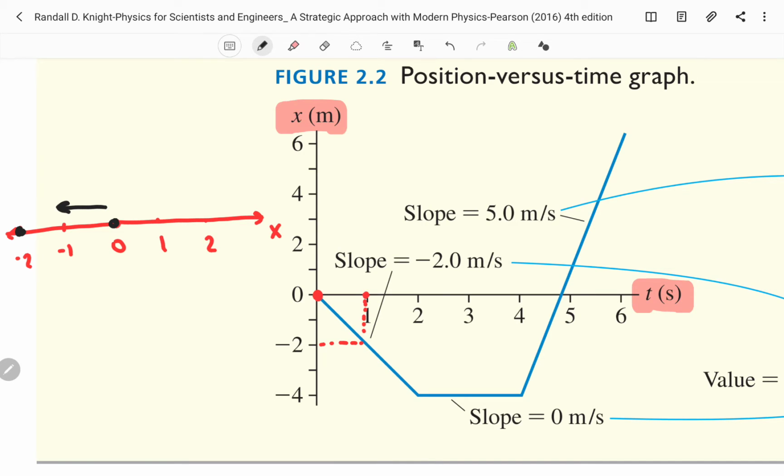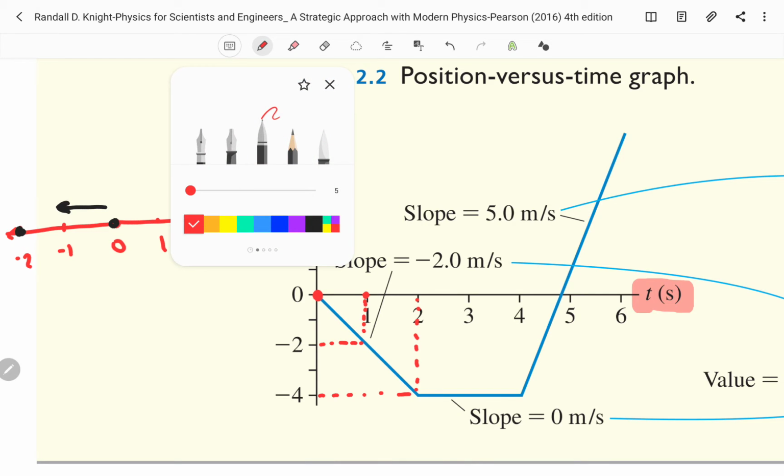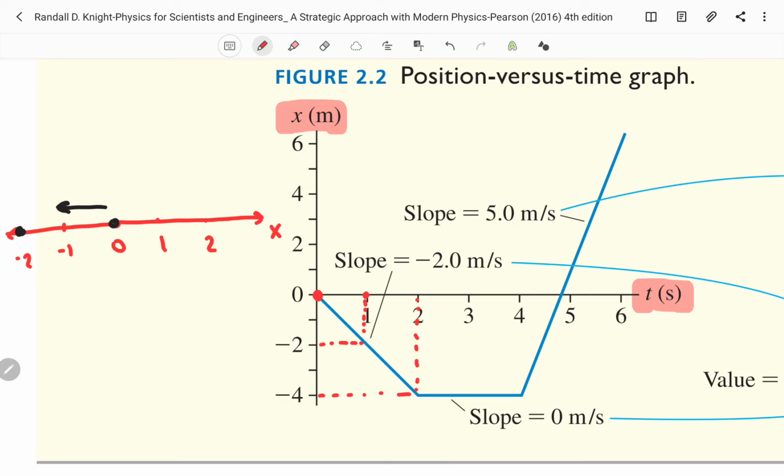Then after 2 seconds, this car's position becomes negative 4. It means this car is still moving to the left. So for the initial two seconds, the car was moving to the left, so it's a negative velocity because it's moving to the left. And we know it's a uniform motion because this graph is a straight line.